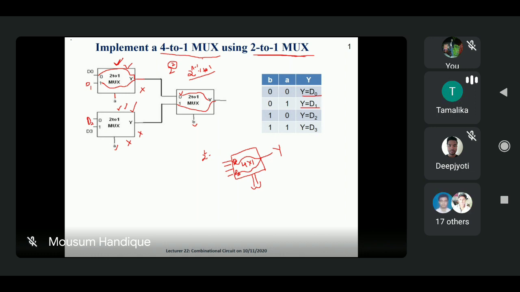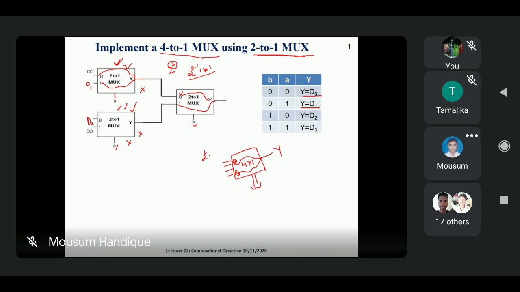Sir, 2, 4 to 1 mux. We can use 2, 4 to 1 mux. Yes. Suppose we are implementing an 8 to 1 mux, but using 4 to 1 mux. How many 4 to 1 mux are we using? 2. Yeah, 2.